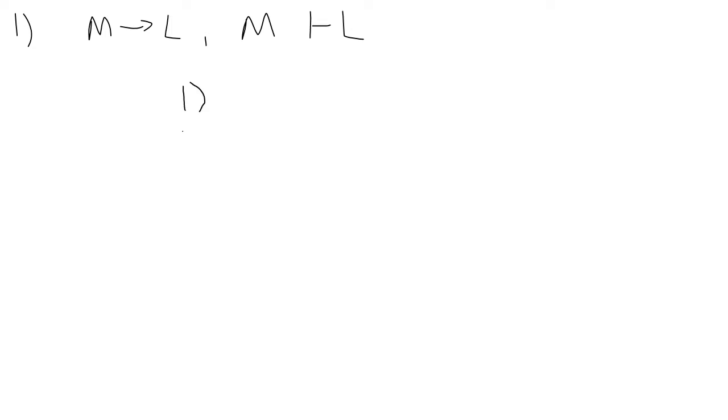So first thing I'm going to do is just put some line numbers here. I already know how many line numbers I need. I'm going to need only 3. But remember that the first thing we do after we give ourselves some line numbers to work with here is just list our premises here in the first lines. So M arrow L and M. And we're going to mark those with A's.